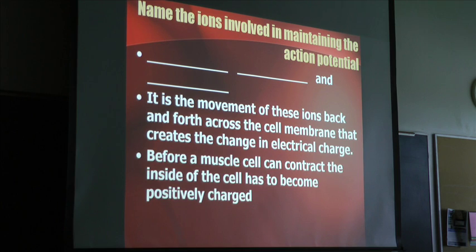Name the ions involved in maintaining the action potential. It's blank, blank, and blank. Potassium, sodium, calcium. Yes. Okay. Sodium, what is that abbreviated as? Na. Potassium, what is that abbreviated as? K. And calcium, Ca.